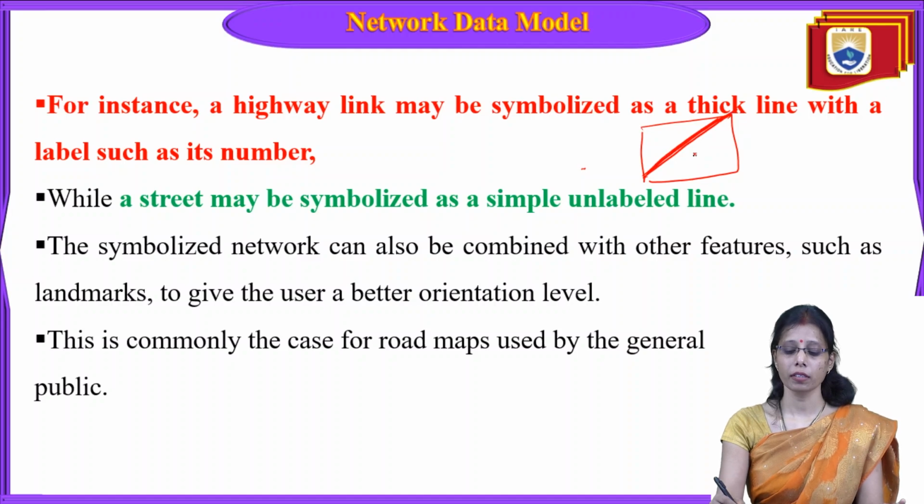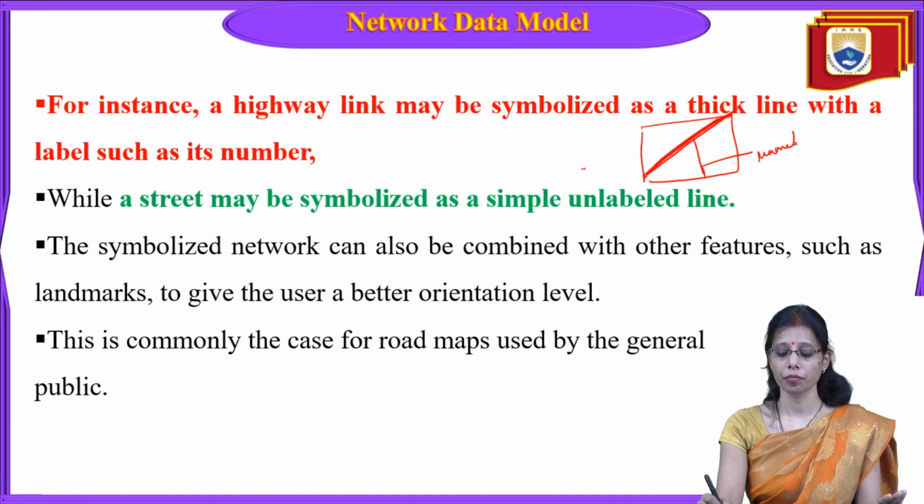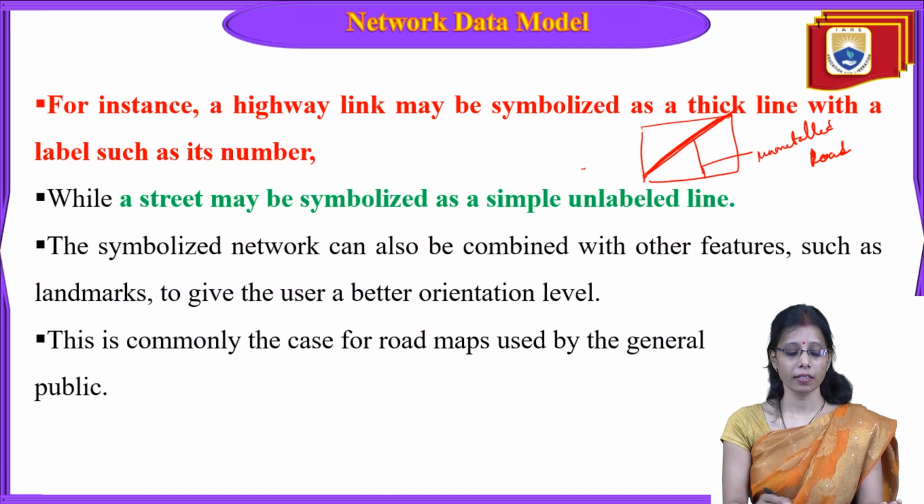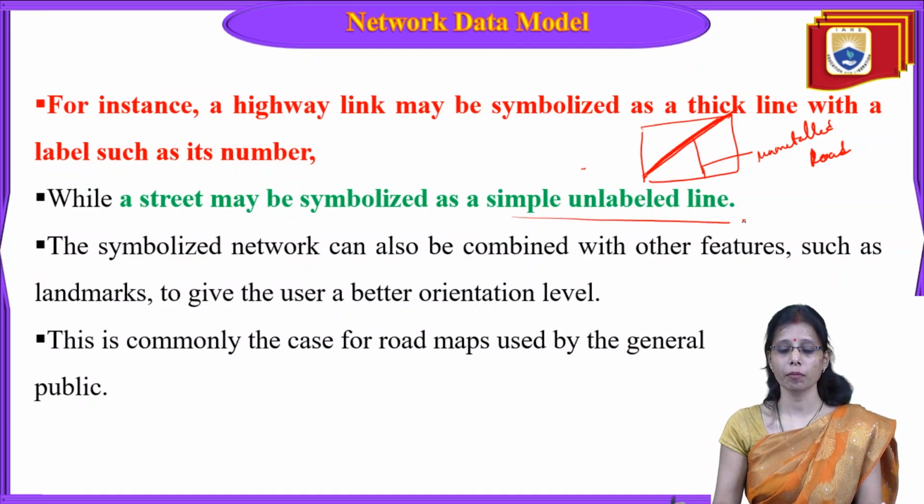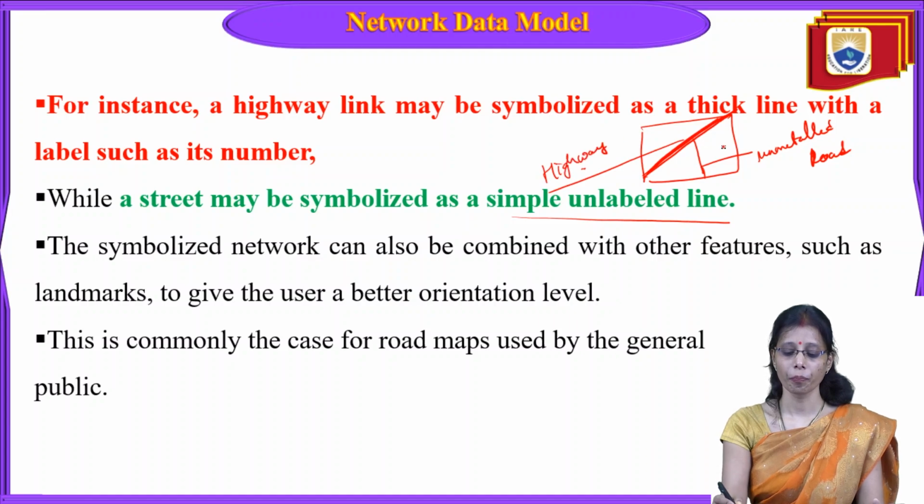Okay, if there is an unmetalled road or any local road, this link will be shown as an unmetalled road with the help of a thin line. So a thick line and a thin line with a label such as its number, while a street may be symbolized as a simple unlabeled line. This is your highway, shown as a thick line. And here you can see an unmetalled road, which is a thin line. If you want to show a street, there may be an even thinner line, like dash lines. These lines come under street lines.